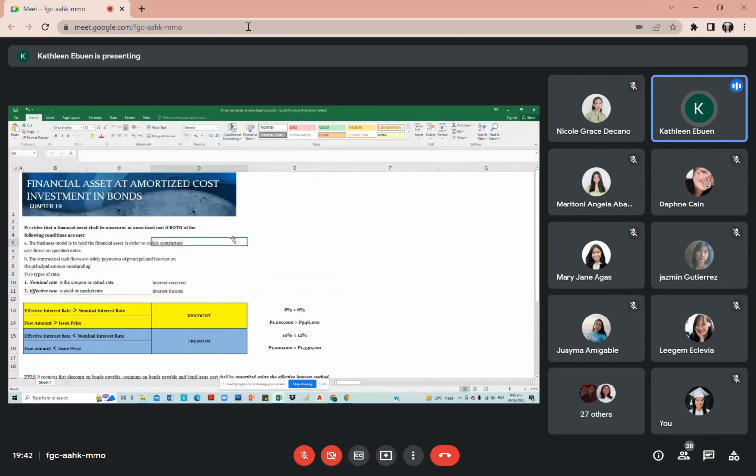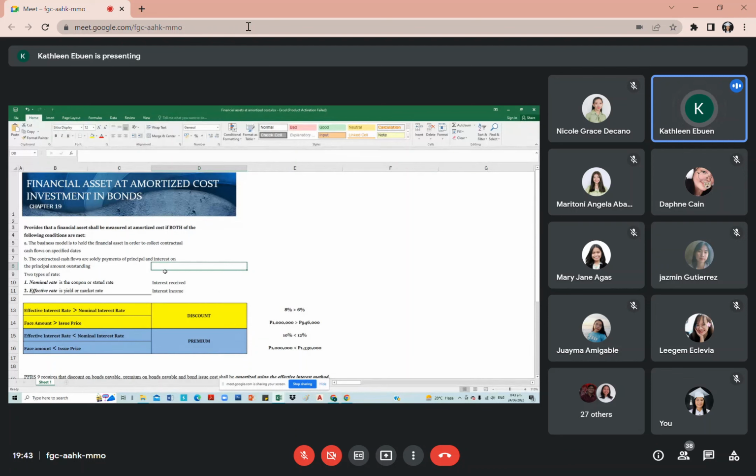Okay, so dun tayo sa class, sa financial asset at amortized cost. So, provides that the financial assets shall be measured at amortized cost if both of the following conditions are met. So, una class, the business model is to hold the financial asset in order to collect contractual cash flows on specified dates, and the contractual cash flows are solely payments of principal and interest on the principal amount outstanding. So, pag nakita nyo to sa problem class, ika-classify nyo na yung asset nyo as financial asset at amortized cost. So, ang purpose daw natin is to receive the principal tsaka interest payment.